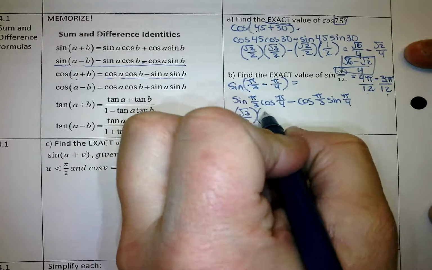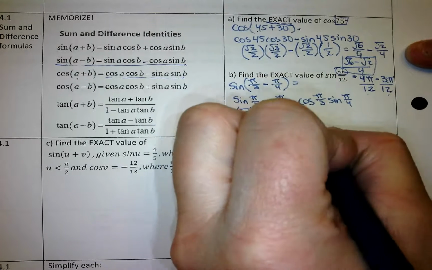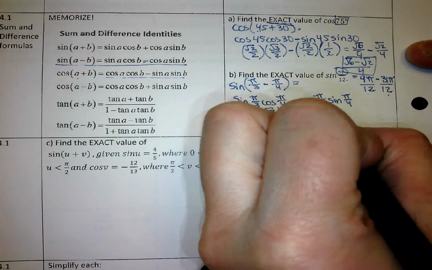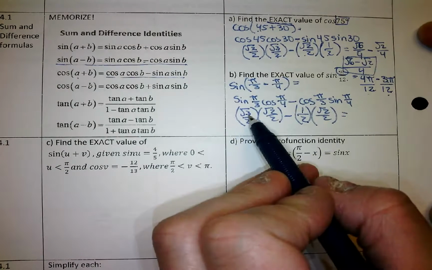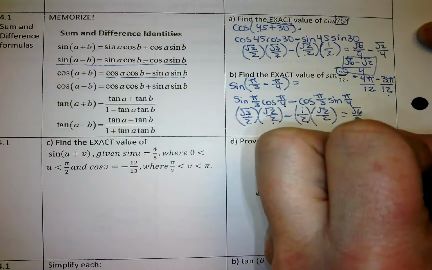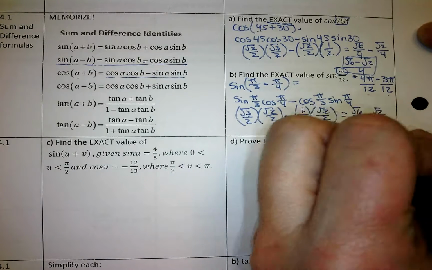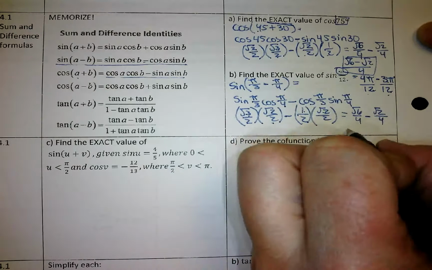Cosine of pi over 4 is root 2. Minus cosine of pi over 3 is 1. And sine of pi over 4 is root 2 over 2. Okay, so now let's go ahead and multiply. Square root of 3 times square root of 2 is square root of 6. 2 times 2 is 4. Minus 1 times square root of 2 is square root of 2 over 4. So this one just happens to look like the one before it.